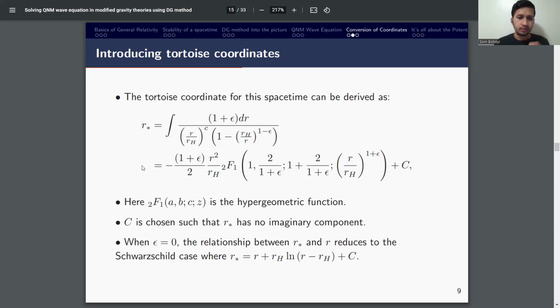The analytic formula for going from R star to R can be seen in this formula here. Here 2F1 is the hypergeometric function. So once we have this coordinate conversion, we can hope to write V of R as a function of R star.